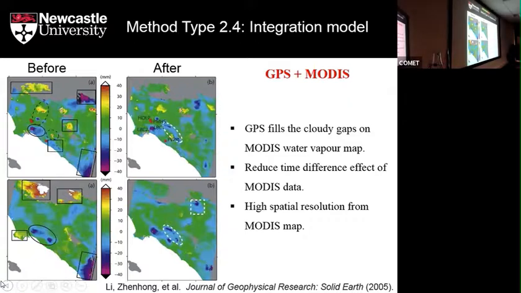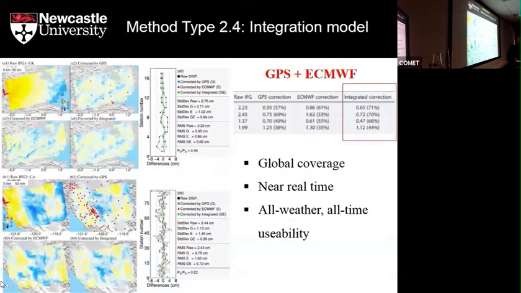And also we can combine GPS with the high resolution ECMWF to reduce the time difference effect and improve the turbulence signal estimation, because GPS provides continuous atmospheric delay estimates, so it can capture more detailed tropospheric turbulence signal. So when combining these 2, we get a very improved performance of atmospheric correction, much better than the GPS-only and the ECMWF-only models.